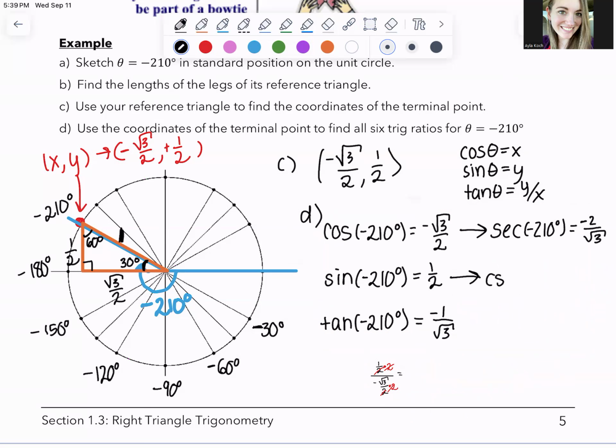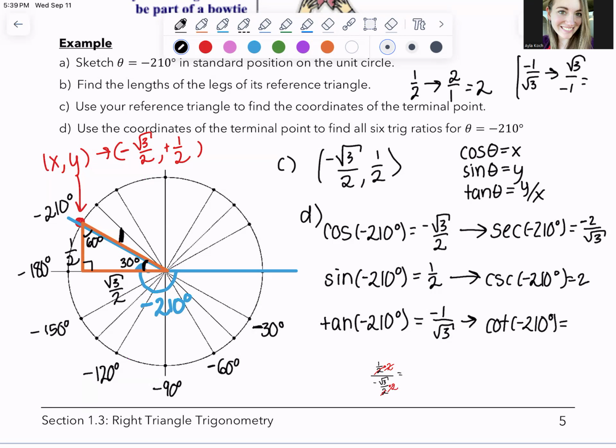Sine's soulmate is cosecant. So cosecant of negative 210 degrees. The reciprocal of 1/2 is going to be 2 over 1, but that's just 2. And tangent's soulmate in life is cotangent, negative 210 degrees. And if you have negative 1 over square root 3, the reciprocal is going to be square root 3 over negative 1, which is just negative square root of 3. Negative square root of 3. Boom. Yeah, I guess I'll box it. Boom, boom, boom.